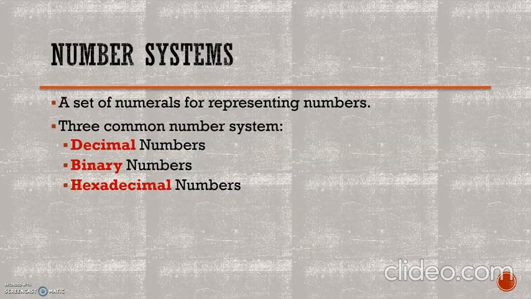So, what is number system? Number system is a set of numerals for representing numbers. Numerals means symbols or digits or any figure which represents or denotes a number. So, 3 common number systems are decimal number system, binary number system, and hexadecimal number system.